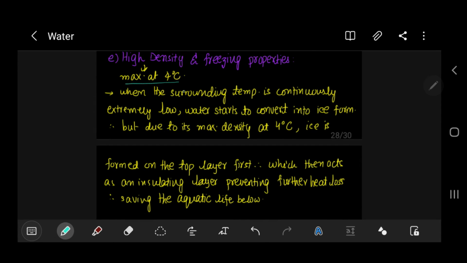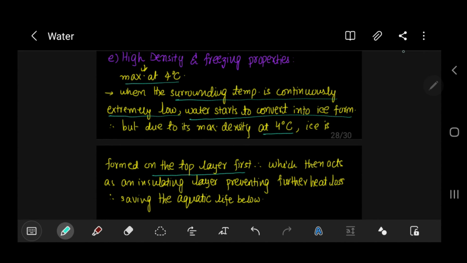Now what's the significance? The significance of this is when the surrounding temperature is continuously extremely low, water obviously starts to convert into ice, but due to the maximum density being at 4 degrees, ice is formed on the top layer first. Now let me explain this.